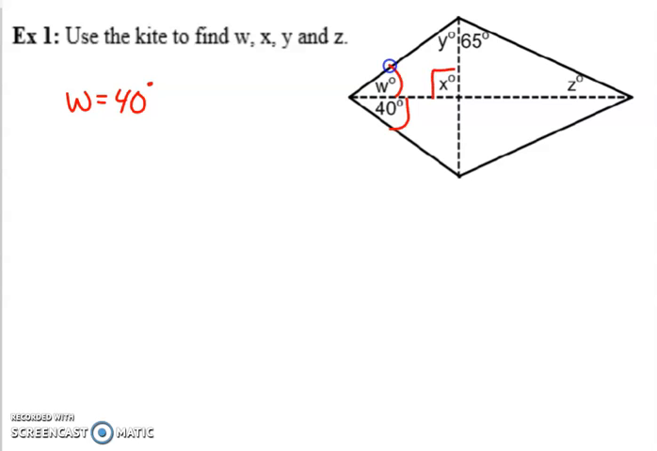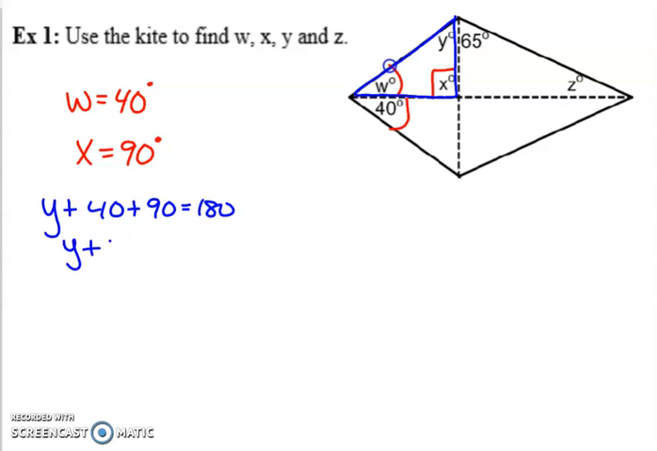Letter X is in the middle. That's where we have our right angles, so X is simply 90 degrees. W, X, and Y are all in the same triangle, right? They're all here. So because a triangle adds to 180, and I already know what W and X are, I'm going to say Y plus 40 plus 90 makes a triangle at 180. So if this is 130, that means that Y is 50 degrees.